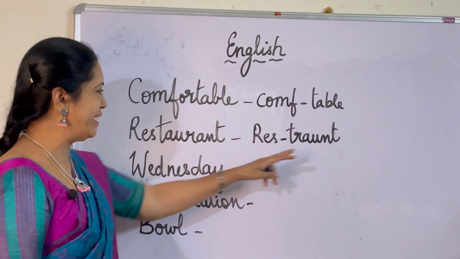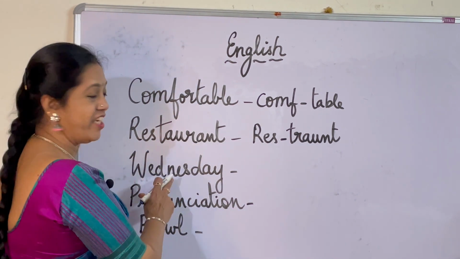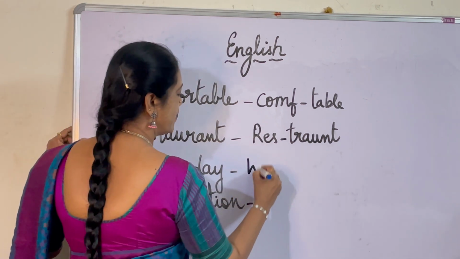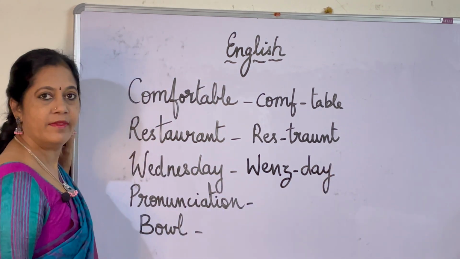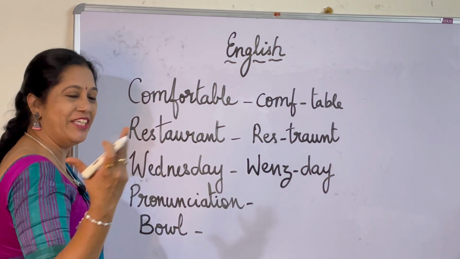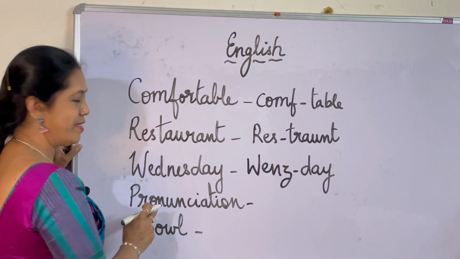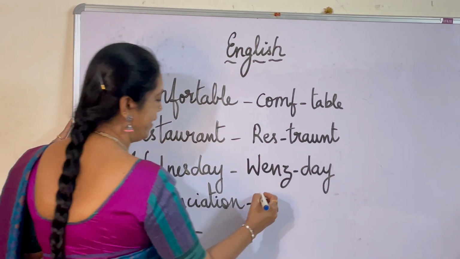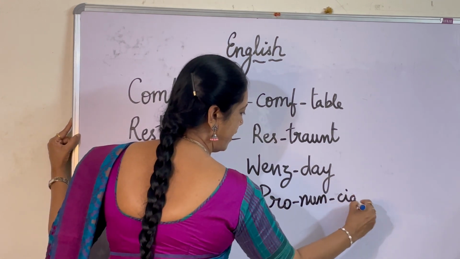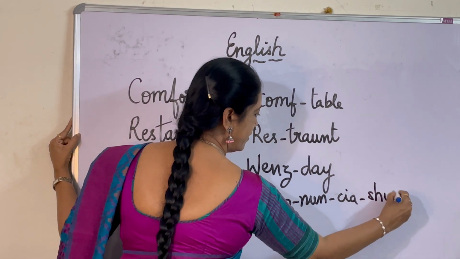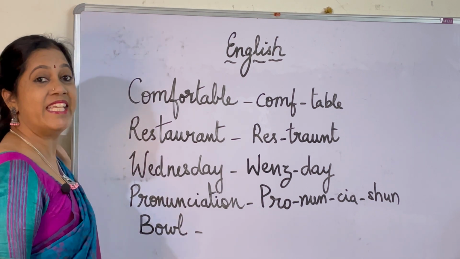Restaurant. Okay, the T won't be sounded at the end. Okay, the next one, what did you say this? Wednesday. No, it's Wednesday, exactly. See how well you're reading now. That's Wednesday, not Wednesday. Okay, it's Wednesday. What's this? Pronunciation. No, it is pronunciation. Okay, pronunciation.